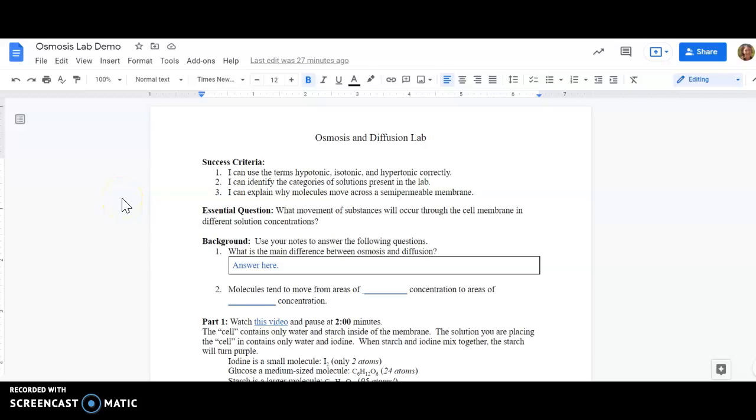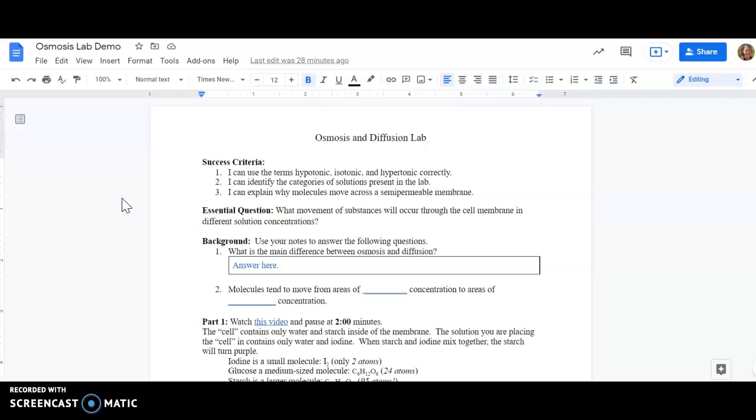Hi Biology, this is the Osmosis and Diffusion Lab. This is the last piece of Lesson 2.2, so you should have watched the video and completed the notes for 2.2, done the vocab practice for 2.2, and the cellular transport worksheet. So this should be the last thing you are doing.